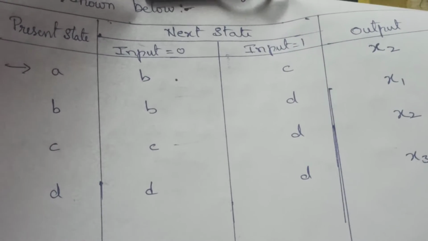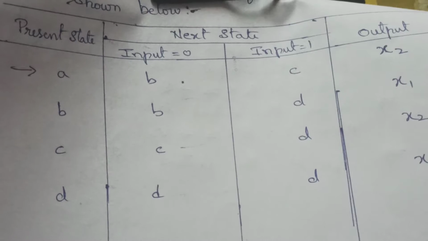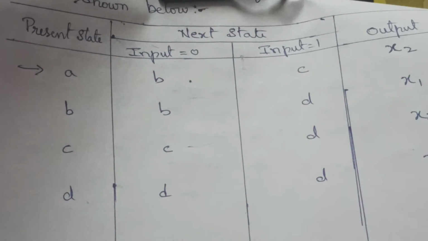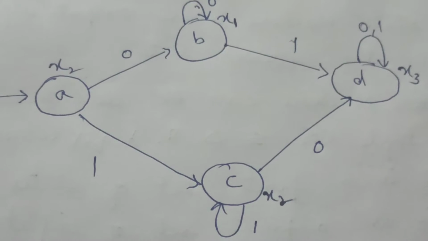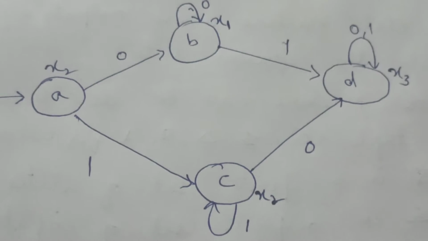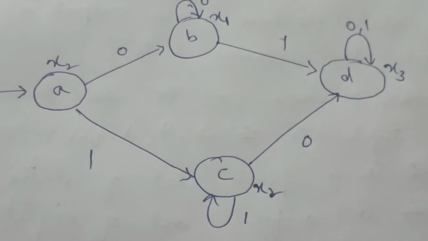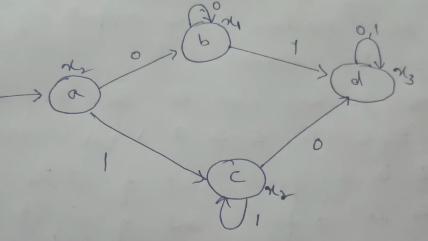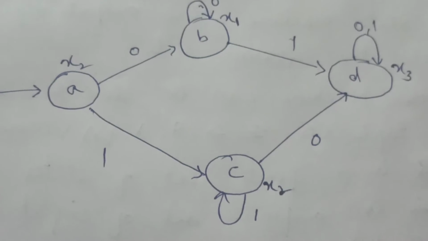Okay. Now we'll see the transition diagram for this Moore machine. This is the transition diagram for Moore machine. Okay, you can see. You can put the table beside and check out.